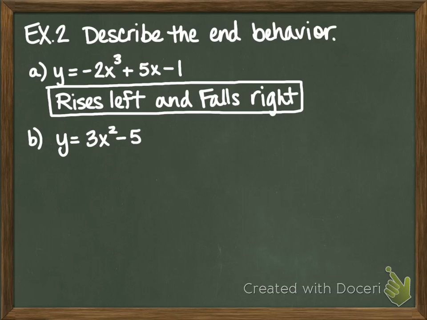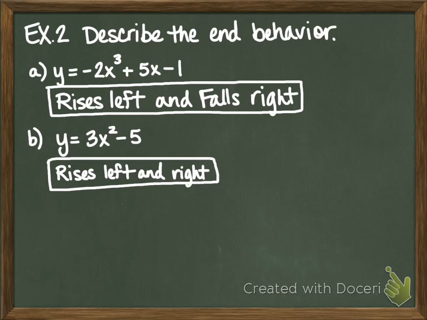Okay, what about 3x squared minus 5? So the highest exponent is squared, which is even, and that term is positive, so that means they're doing the same thing and it's positive, so they're both going up, so that's rises left and right.